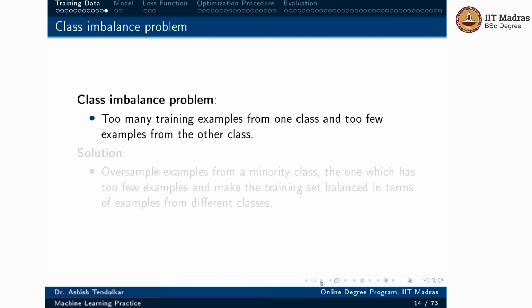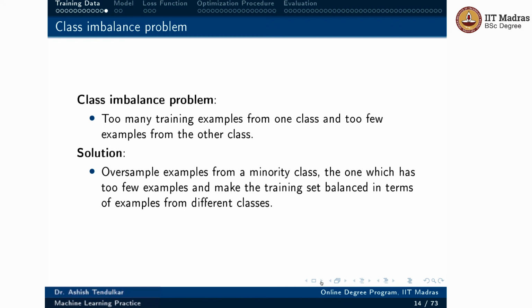So in such a situation, one simple solution could be oversampling examples from the minority class. We can repeatedly sample examples and add those examples, which is very similar to either copying the examples again or sampling them based on a certain distribution. And then what happens is that we somehow make the training set balanced in terms of examples from different classes, and then that might help us in addressing the class imbalance problem.